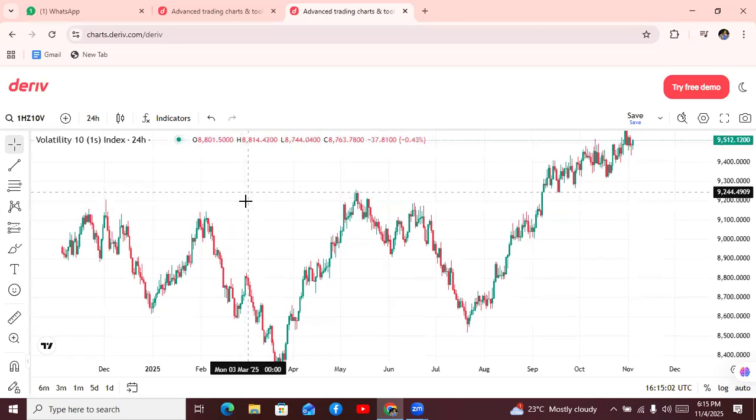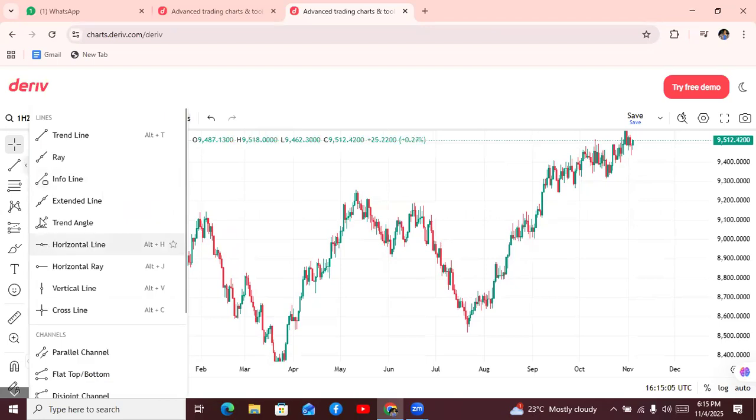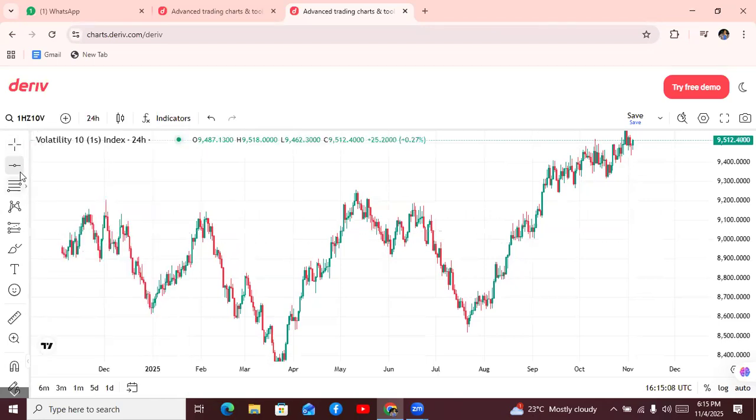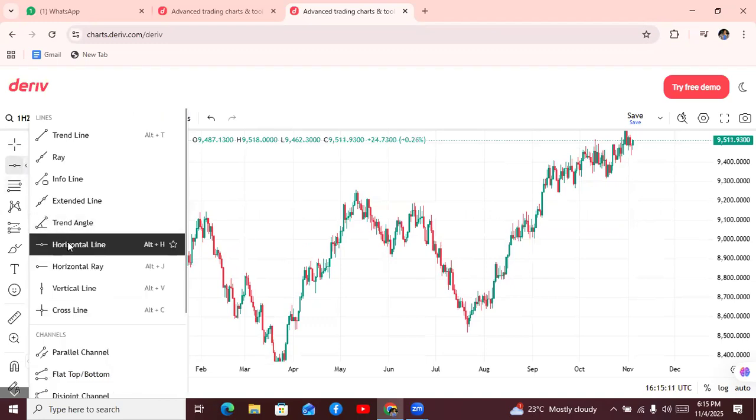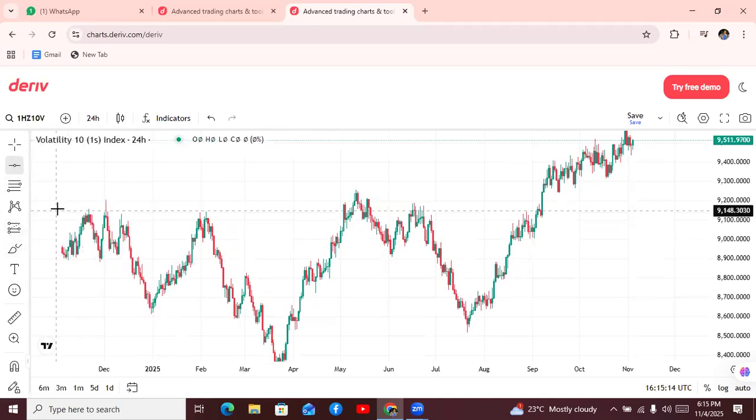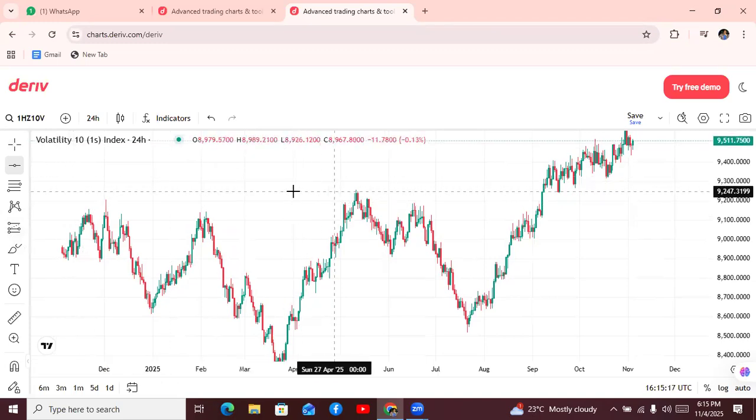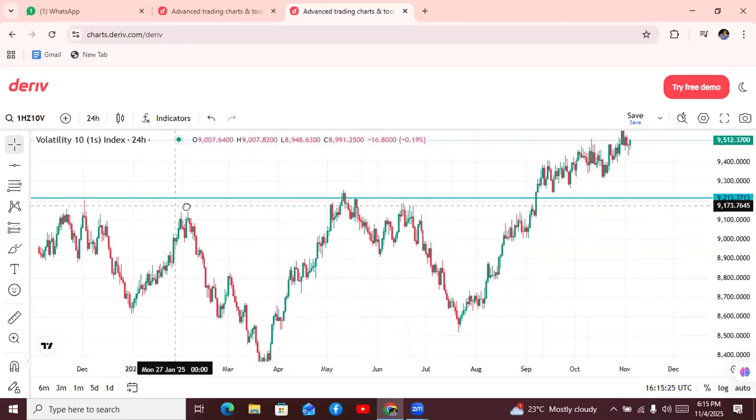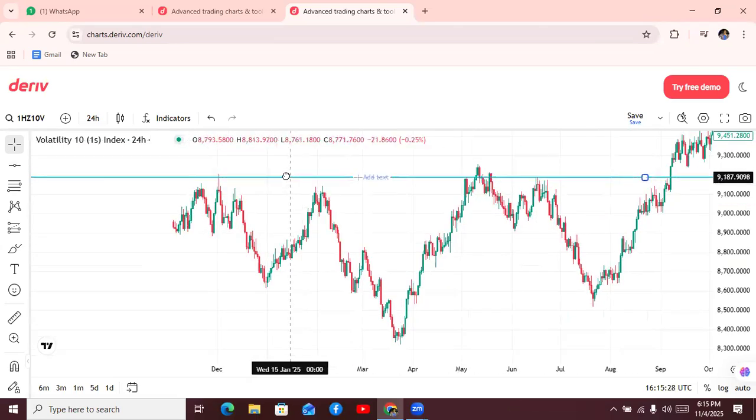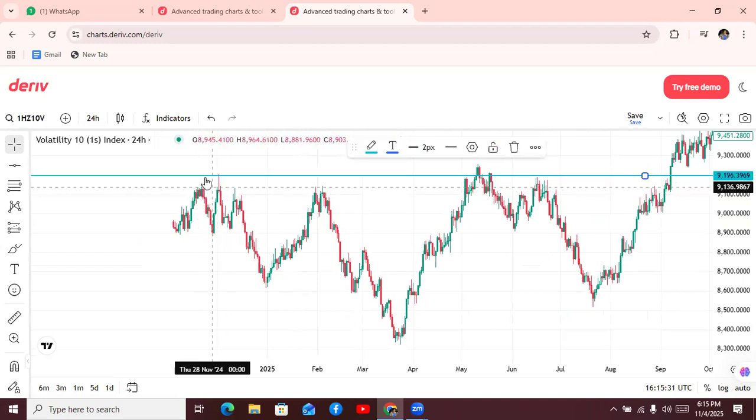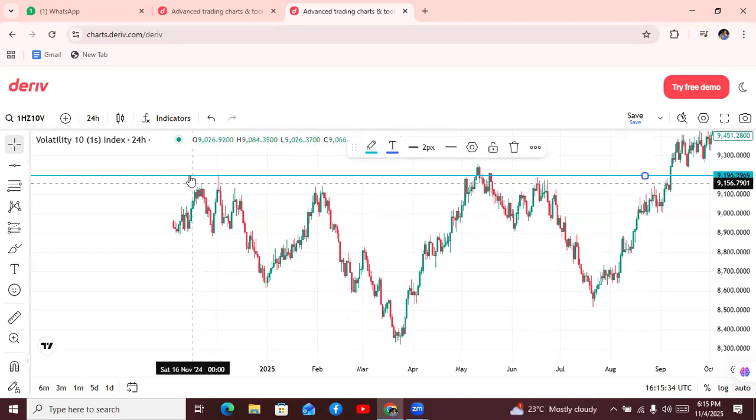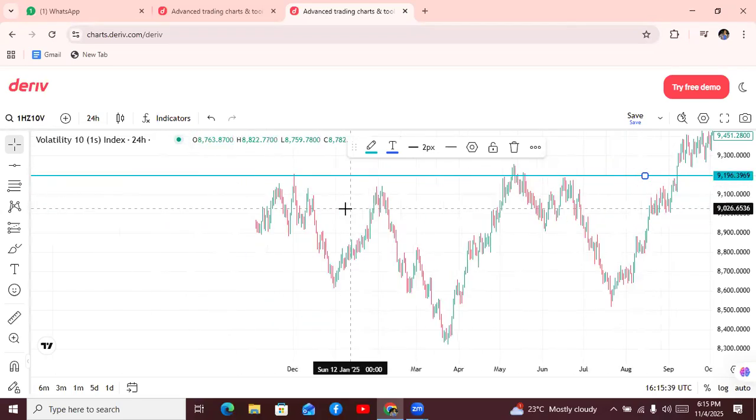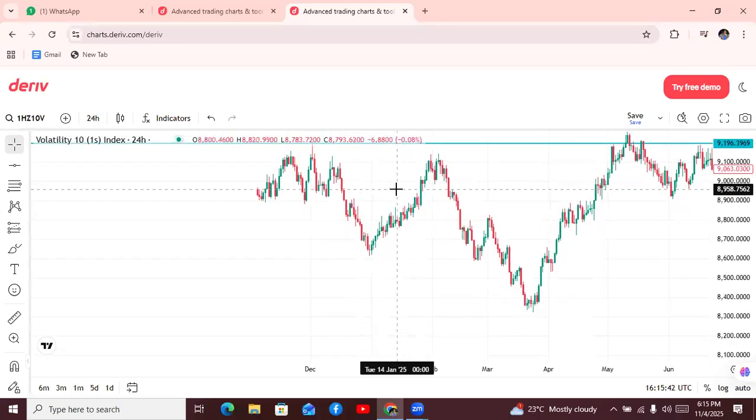Now, if we want to draw a resistance, we take our horizontal line and place it at the highest level the market has been. Let's say we place it there. At this particular time frame, at this particular level, this is the highest the market has been, all right? And we can see something here.